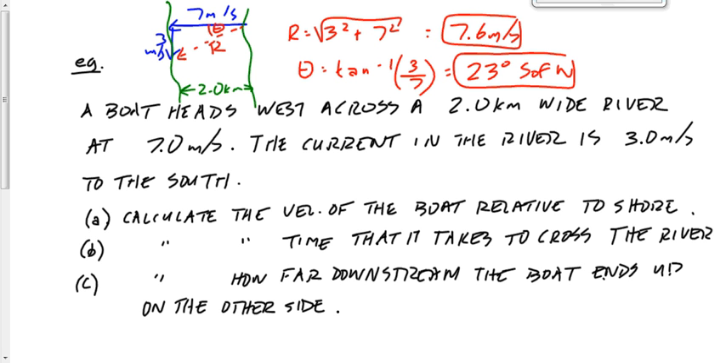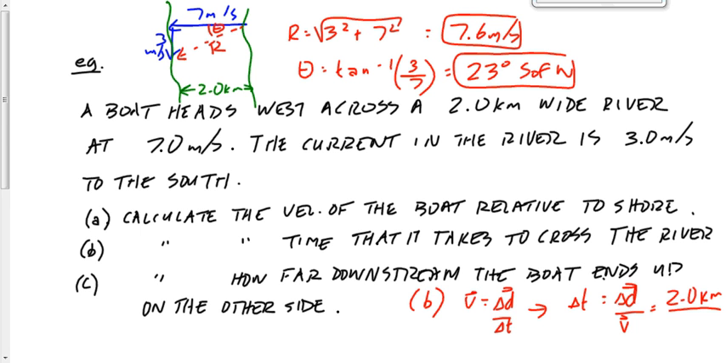It's the time that it takes to cross the river. Well, for that, we're going to say V is equal to delta D over delta T, and rearrange it to solve for T. This boat is going at a constant speed across the river, constant velocity across the river, so we're going to use our group A equation. V is equal to D over T. What's the displacement? 2.0 kilometers. It's the only displacement we have.